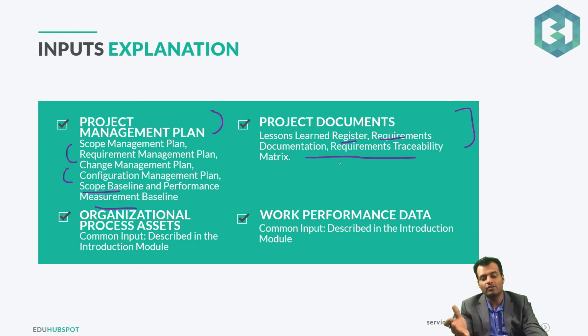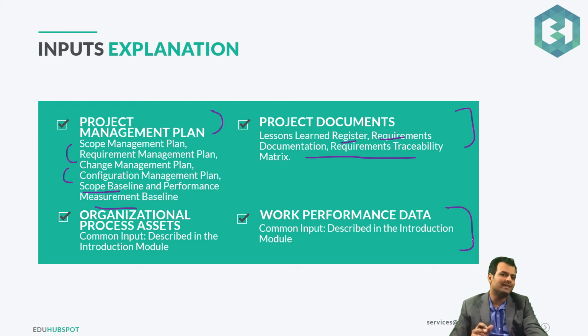If you have to control it, you have to control the requirements. Then you have the work performance data, the raw observation. Okay guys, keep one thing in mind, that work performance data will always be an input to these control processes. What do I mean by that? If you're talking about control cost, control schedule, control quality, control risk, control procurements, all of those would always have work performance data as an input, which is your raw observation.